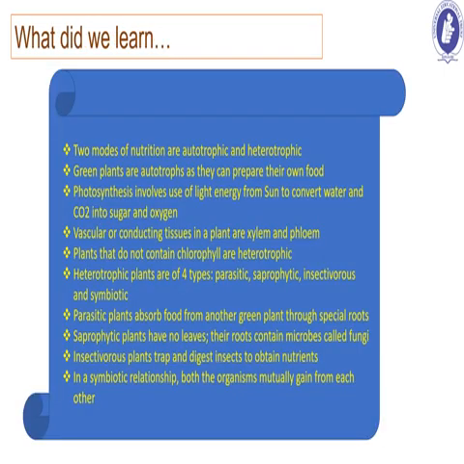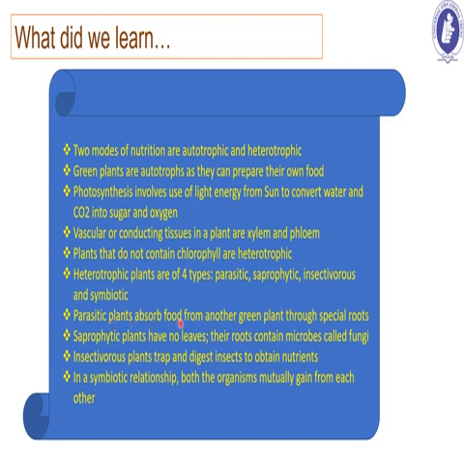Let us recap. Two modes of nutrition are autotrophic and heterotrophic. Green plants are autotrophs as they can prepare their own food. Photosynthesis involves use of light energy from sun to convert water and carbon dioxide into sugar and oxygen. Vascular or conducting tissues in a plant are xylem and phloem. Plants that do not contain chlorophyll are called heterotrophic. Four types of heterotrophic plants are parasitic, saprophytic, insectivorous, and symbiotic.